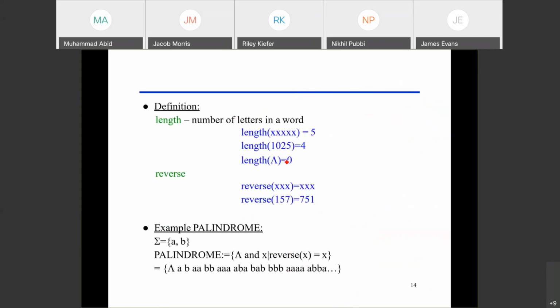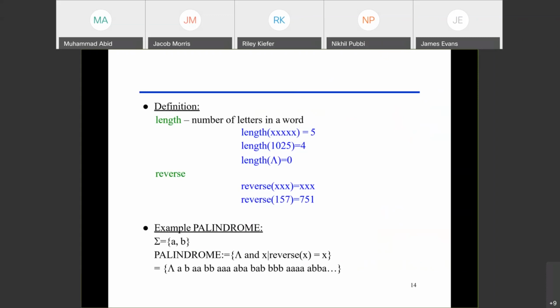But if you count lambda, you will see it will give you zero, because what is lambda? Lambda is a word without any letter. It will not give you one, because lambda is just a representation of that word. But implicitly, it means this word does not have any letter. It's an empty string. But this is still a word. It's a word without any letter. So that's the reason that when you find the length of lambda, it will not say 1, it will say 0, because it does not have any letter there.